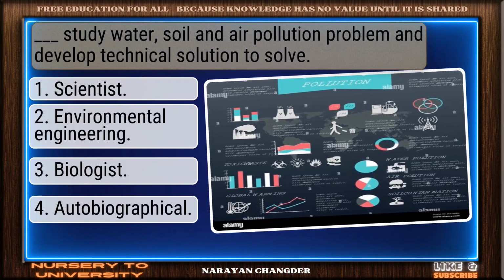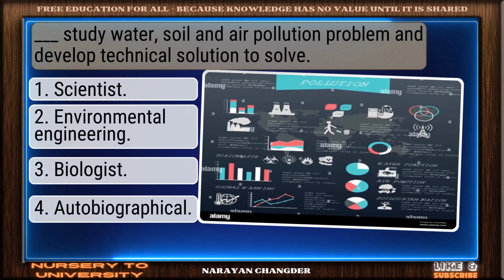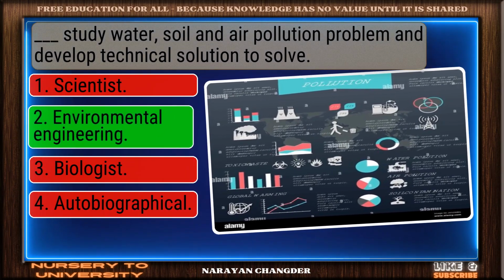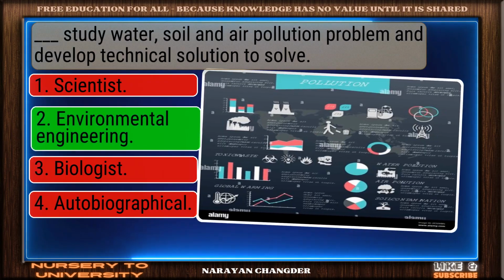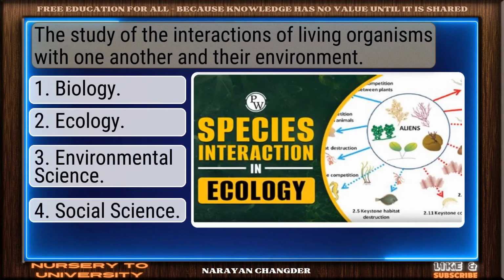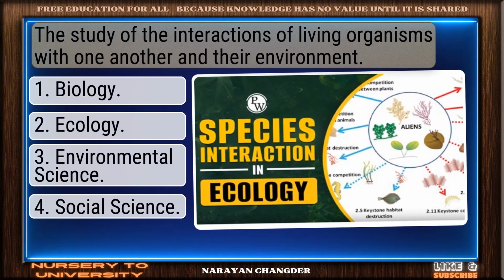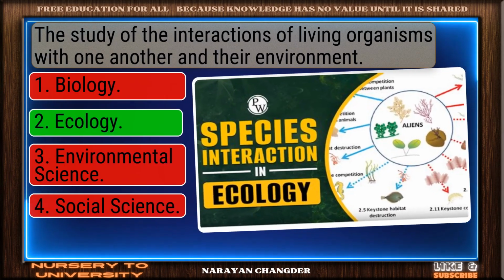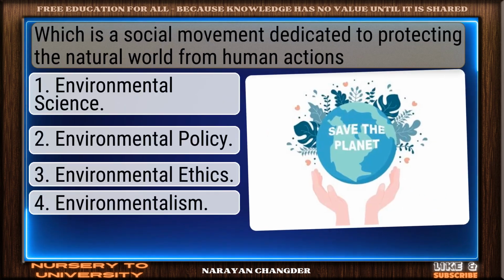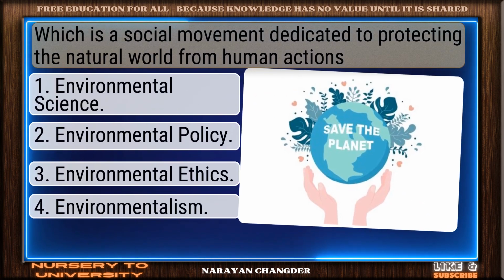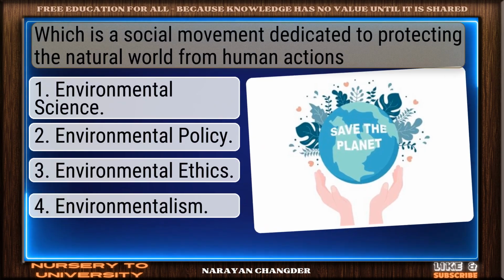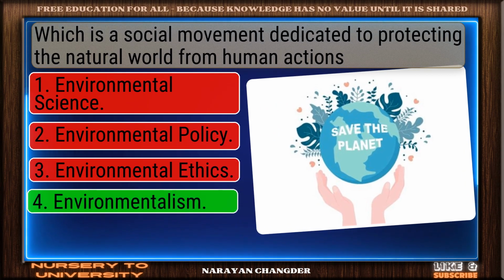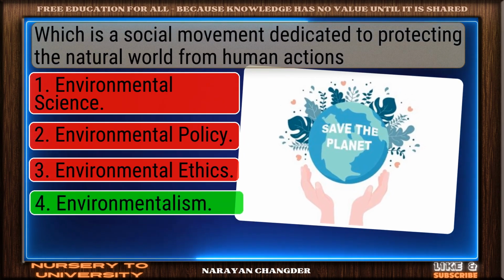Dash study water, soil and air pollution problems and develop technical solutions to solve them. Good thinking. Environmental engineering is the right answer. The study of the interactions of living organisms with one another and their environment. Bravo, ecology is the answer. Which is a social movement dedicated to protecting the natural world from human actions? Right choice. Environmentalism is the best answer.